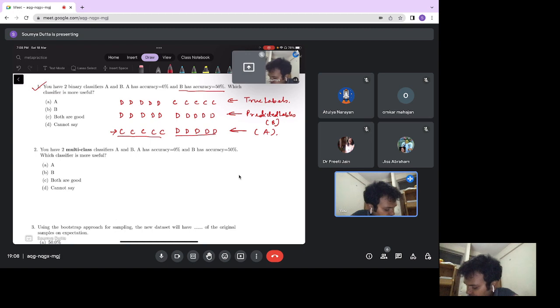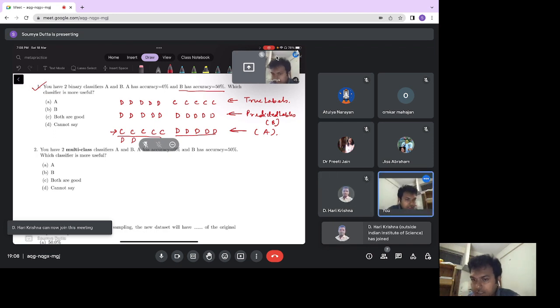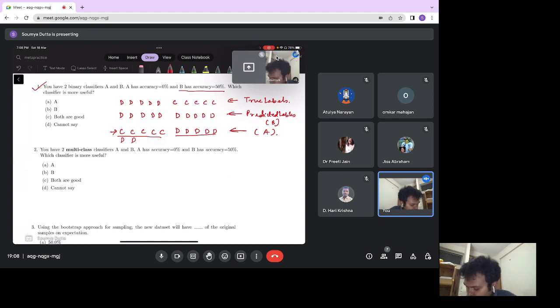So if you just flip the labels of all the predictions for the classifier A, you would see that your classifier A will now have an accuracy of 100%, and therefore, which classifier is more useful? A would be more useful. Okay, I hope that was clear. If you have any doubts, you can stop and ask me.